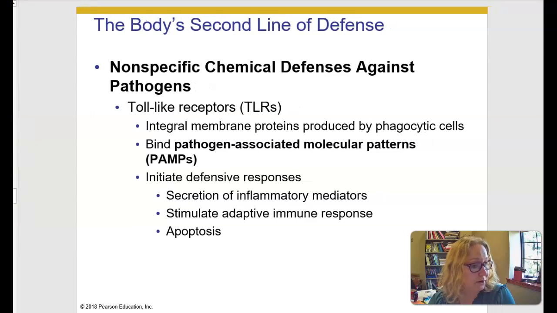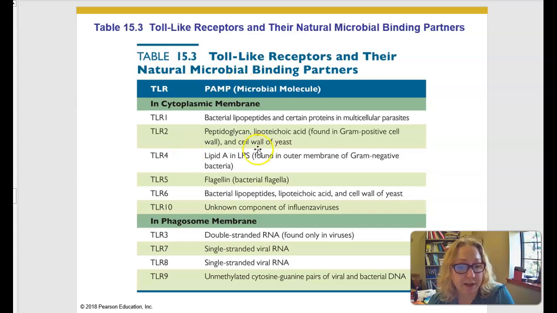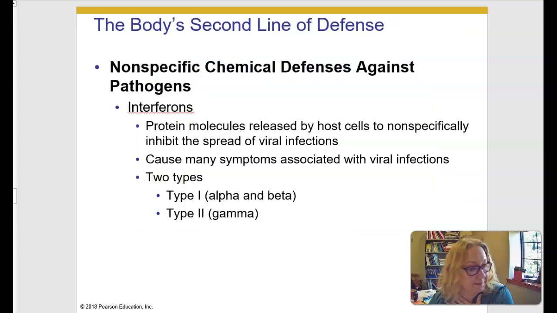All right. So here's some toll-like receptors. They're just different ones. Here's peptidoglycan. Here's some things that are on bacteria that are not in you that would trigger this.